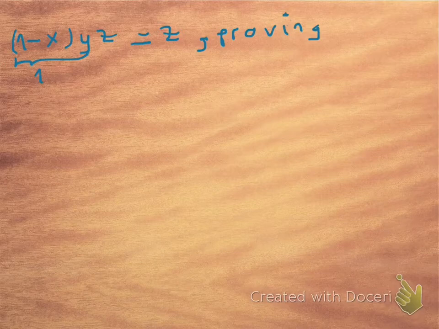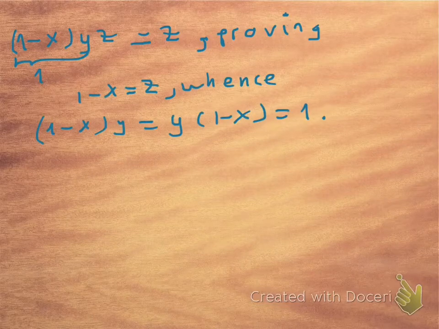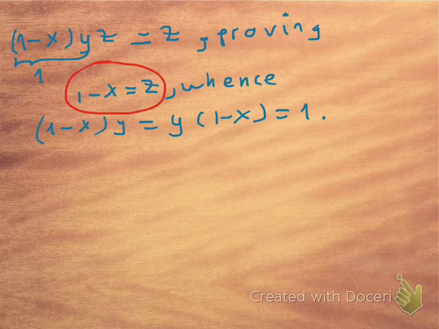I'm sorry, that should be, yeah, it's equal to 1. 1 minus x, y is equal to 1, therefore you get z. Okay. So if we read the beginning and the end of this whole argument, we get 1 minus x equals z, therefore 1 minus x and therefore y is the right and the left inverse of 1 minus x. Therefore 1 minus x is invertible, as desired.